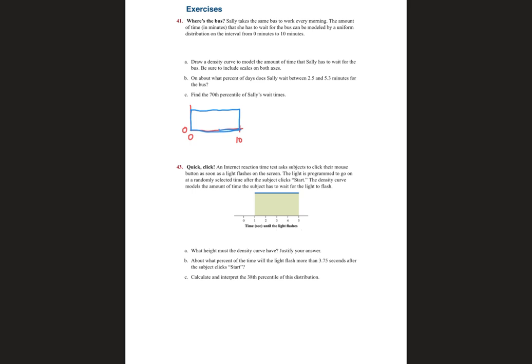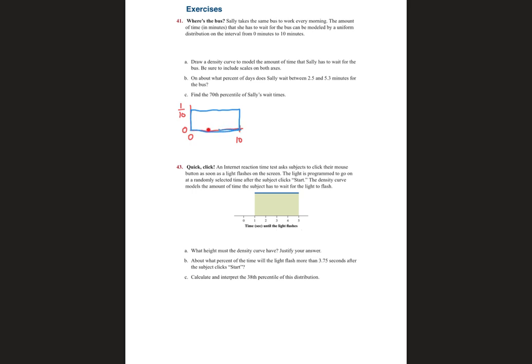I think the most important thing is seeing, since the areas of density curves have to be 1, we can use geometry sometimes. So this area of this rectangle has to equal 1. So if you think about it, if this side is 10, then this side has to be 1/10, so that they multiply to be 1, length times width. Okay, and just know these uniform distributions are always rectangles.